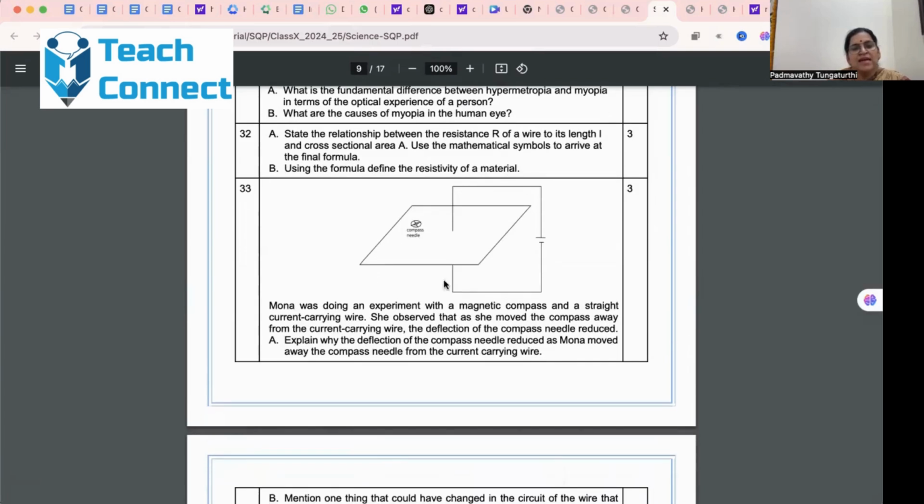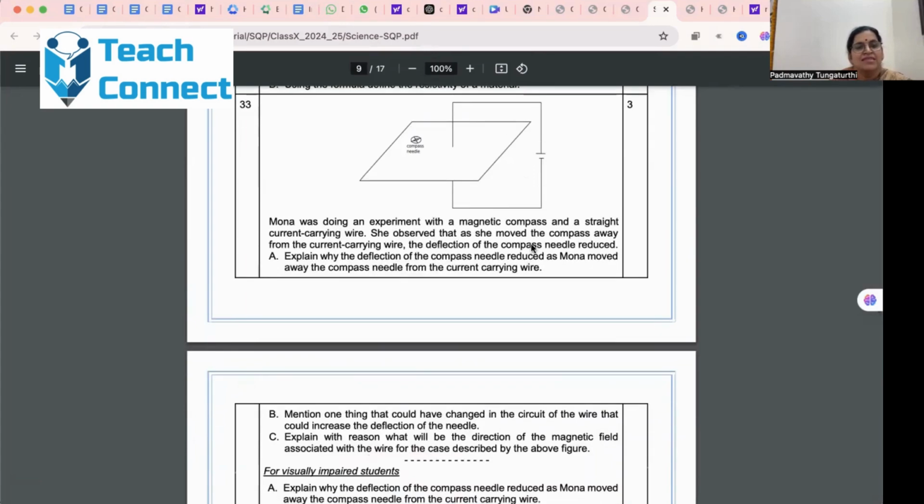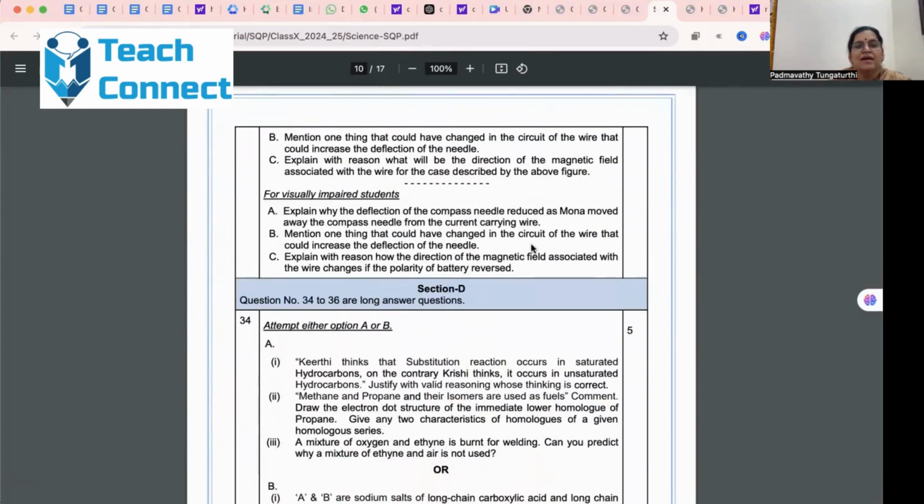Then question number 33, how the magnetic compass needle will deflect based on the strength of the wire. If the wire is single, alone, one loop, then how is the deflection? The student would have observed this lab-based experiment. Then the more number of turns there are, the deflection will be stronger. And how the deflection will change and weaken when the distance from the conductor is increased. This is the concept which we understand here.